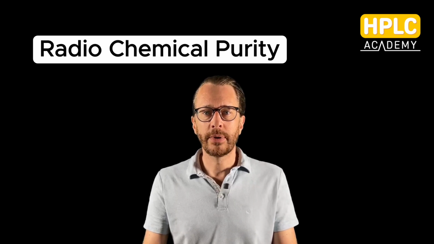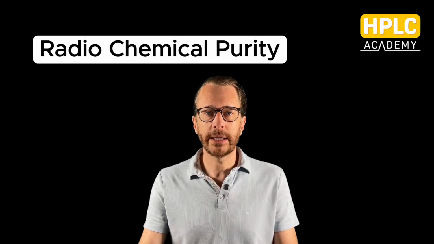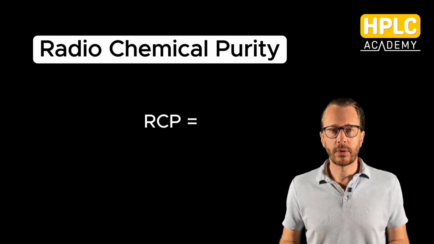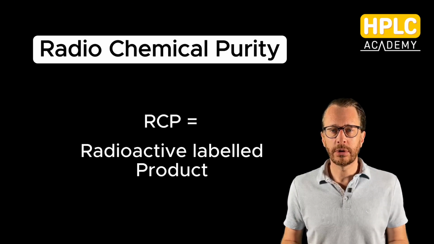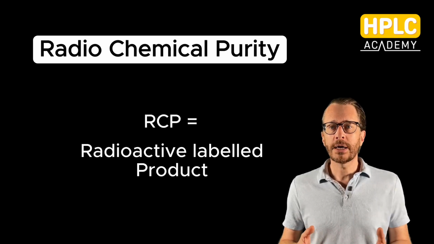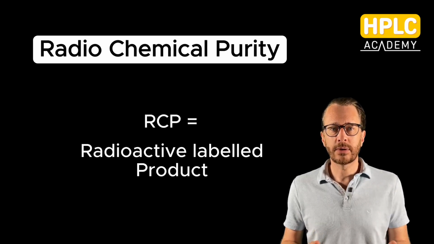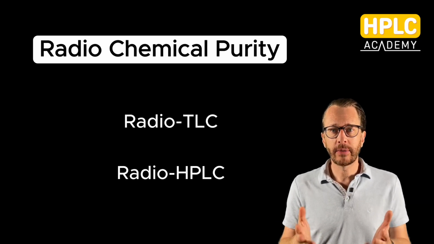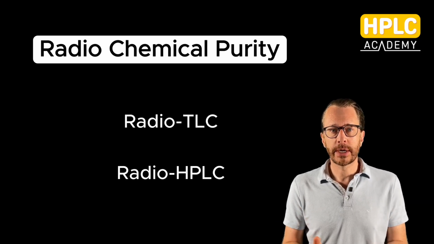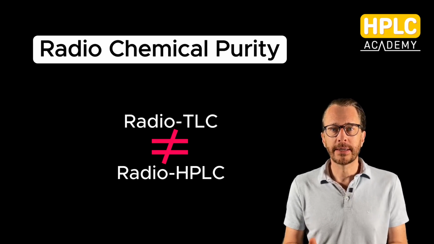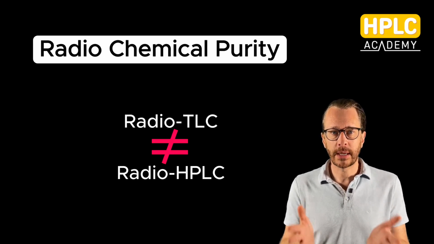Before we close this introductory section, it is important to address a concept that will be explored in full detail in section 4 and section 5 of this module. It's radiochemical purity and the critical difference between radio-TLC and radio-HPLC. Radiochemical purity, or RCP, is the fraction of the total radioactivity in your sample that is associated with your intended compound in the correct chemical form. Both radio-TLC and radio-HPLC are used to measure RCP, but they do not measure the same thing, and they do not give you the same information.